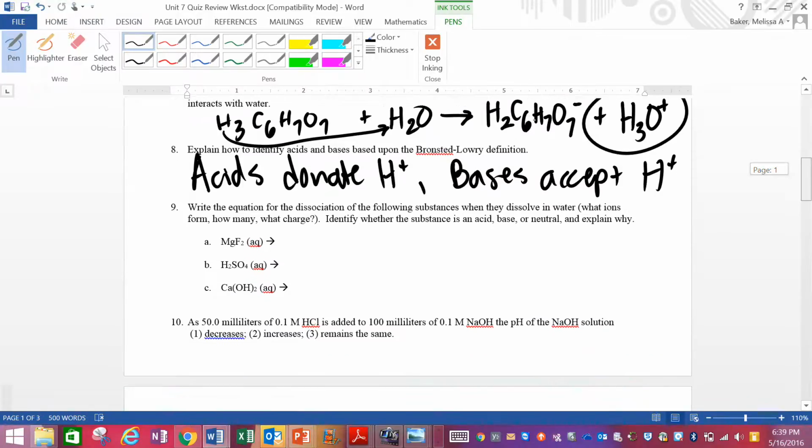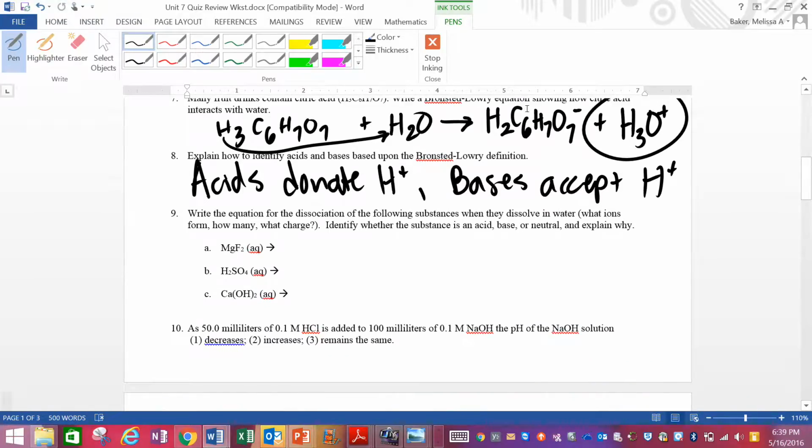Show what happens to the following substances when they dissolve in water. What ions do they form? Is it an acid, base, or neutral? And explain why. MgF2, this is ionic. So this is going to break apart into its separate ions. It's going to get pulled apart by the polar water molecules. I don't see any OH minuses or H pluses, so this is going to be neutral.